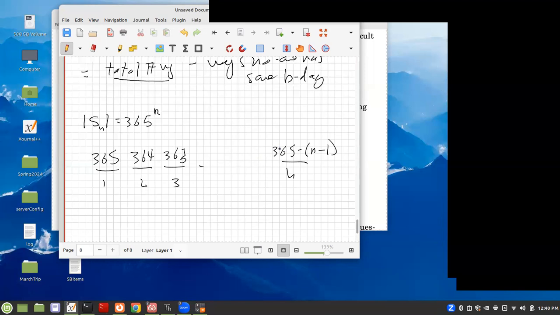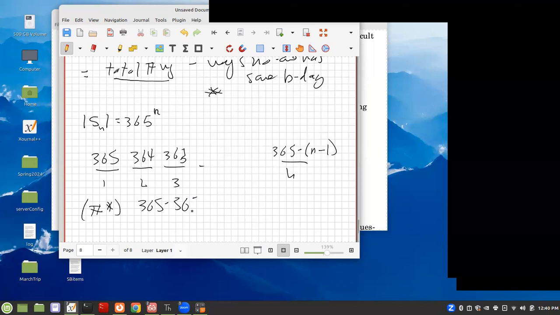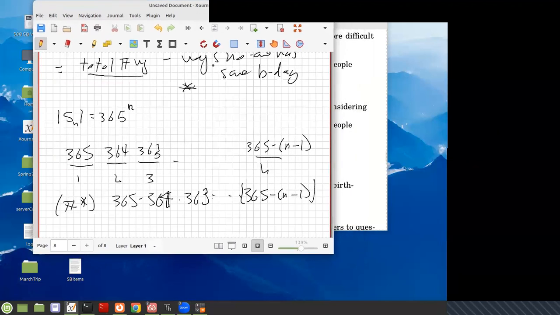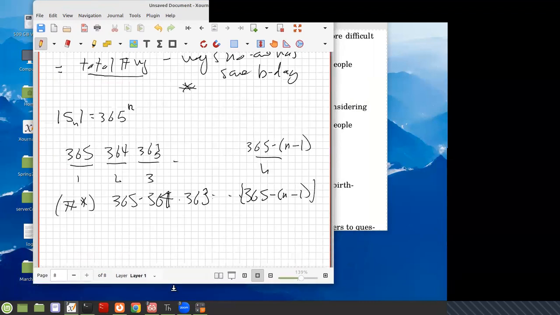So this is the last number. So the count, the number of ways here, is going to be 365 times 364 times 363 dot dot dot 365 minus n minus 1. Okay, you guys okay with this?